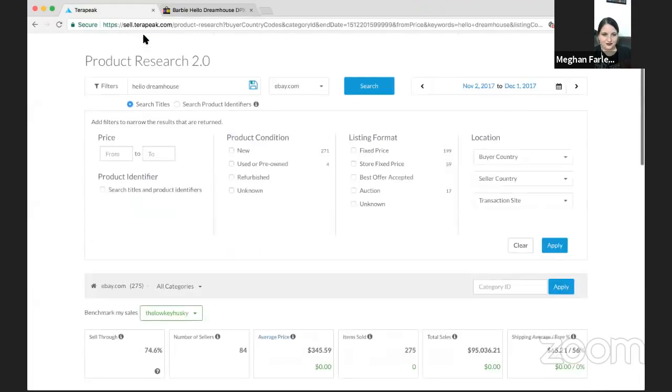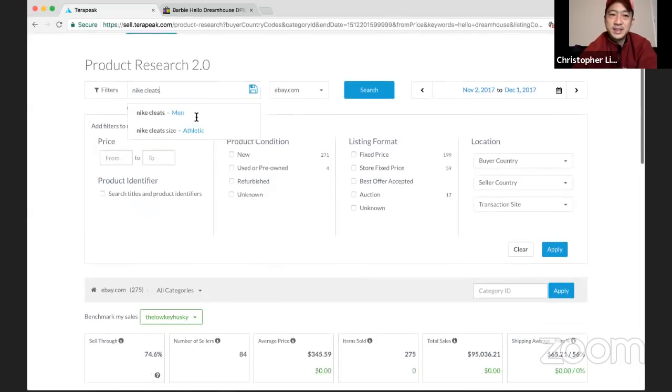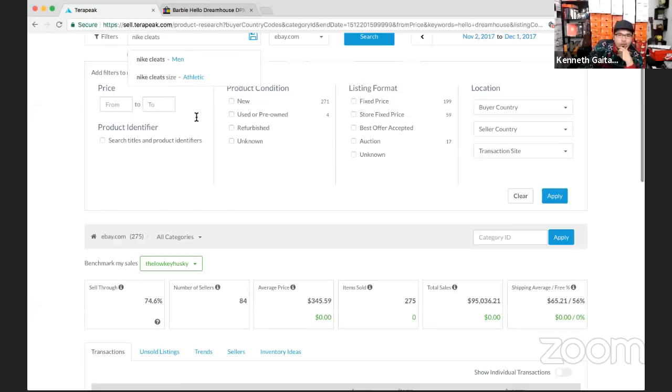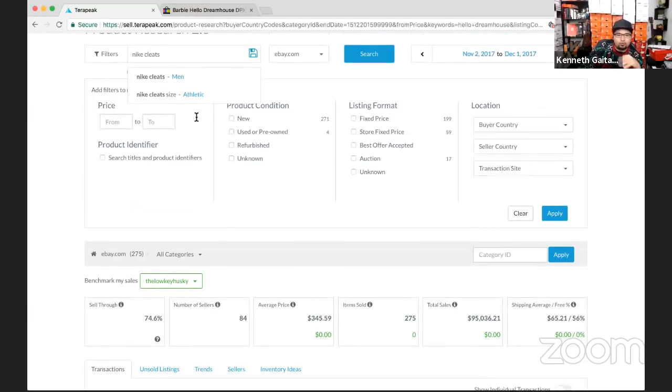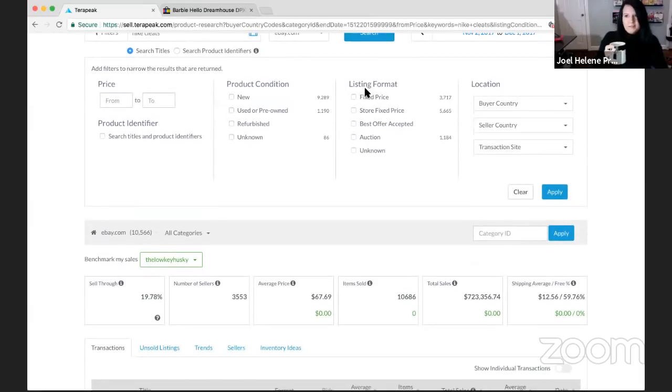Okay, serious. I'm just curious. I want to type in Nike cleats. What do you guys think the market is for Nike cleats? I'm curious. Oh, it's way lower than I thought.